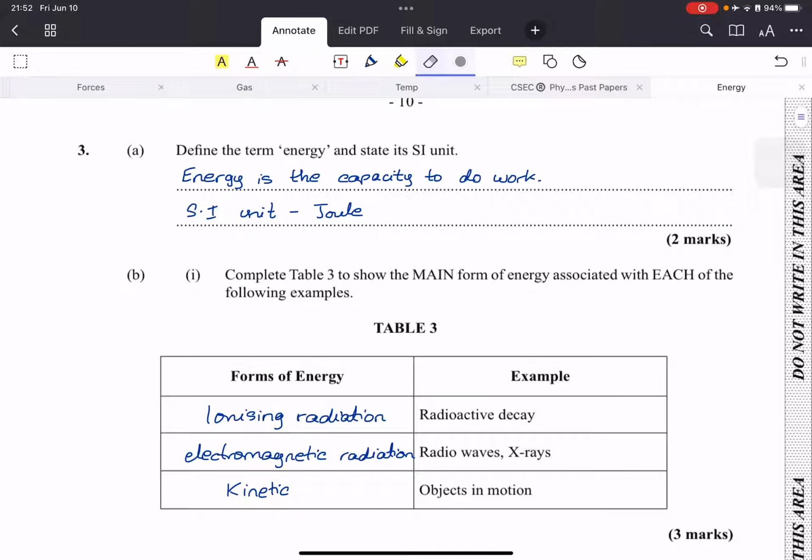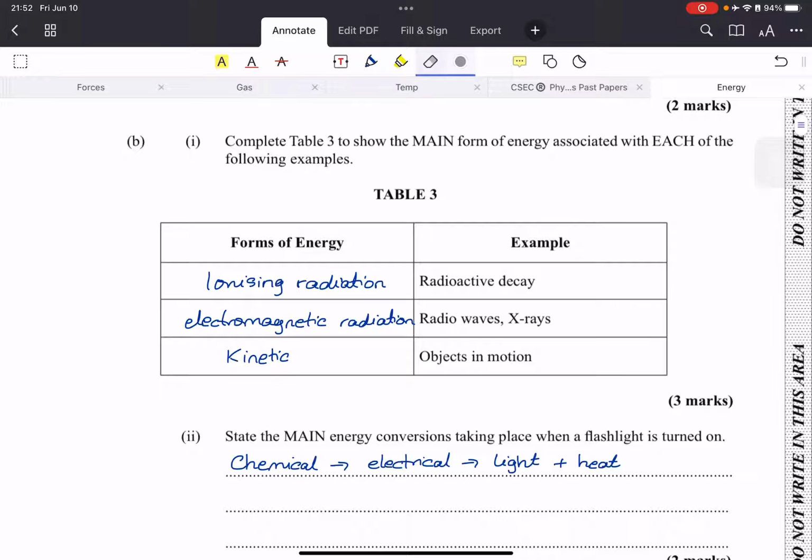So first off, energy can be defined as the capacity to do work, and the SI unit, as we all know, is the joule or J, right? There are many different types of energy. Some of the common ones that you would know are electrical, chemical, light, heat. But in this table, they ask for some uncommon ones, right? So in radioactivity, you would have heard the words ionizing radiation.